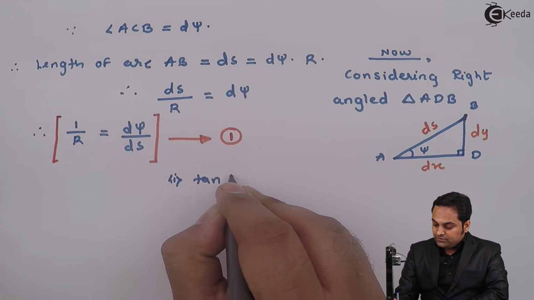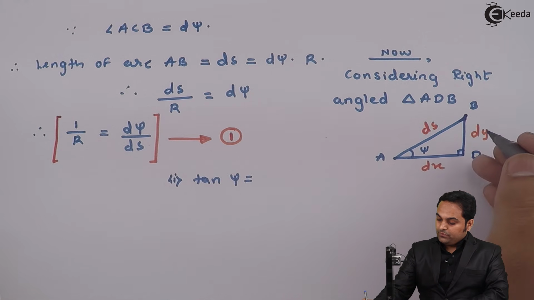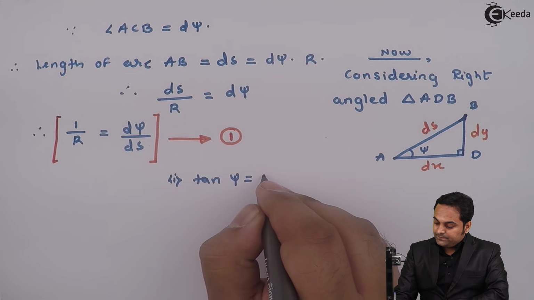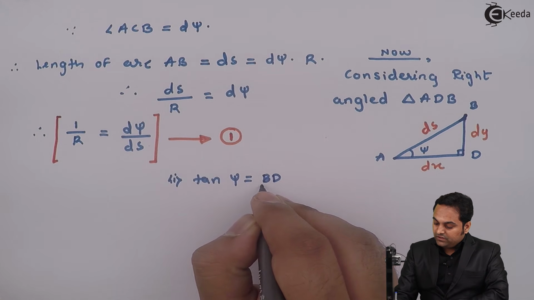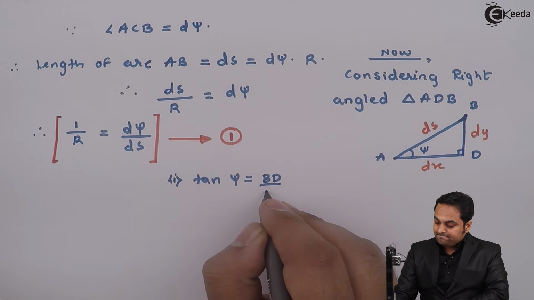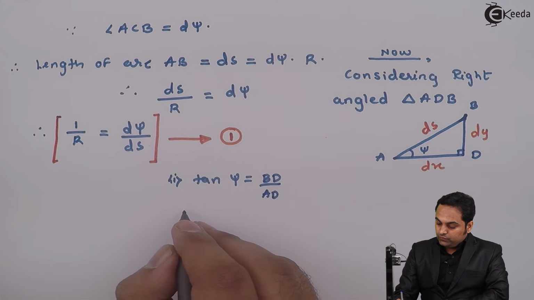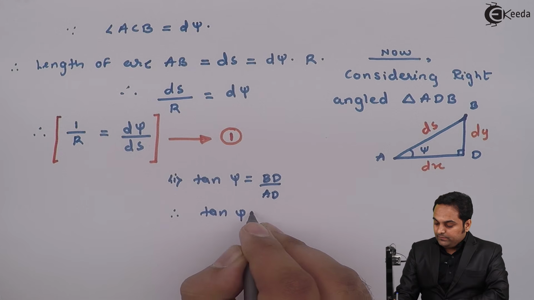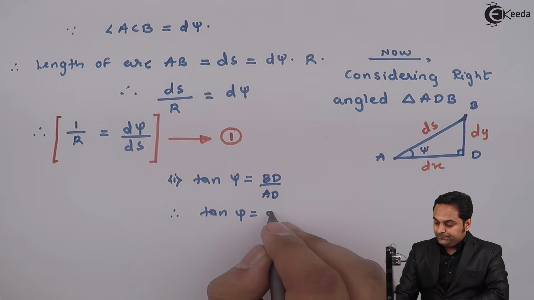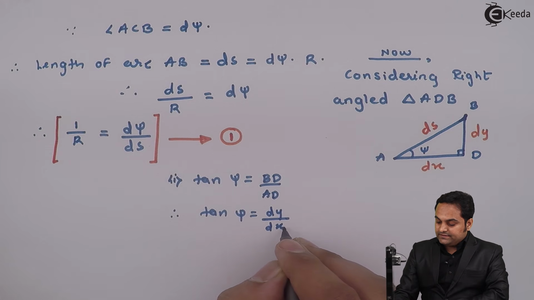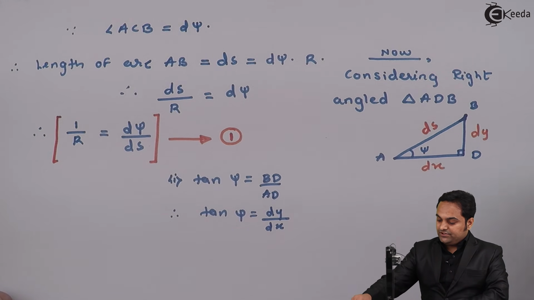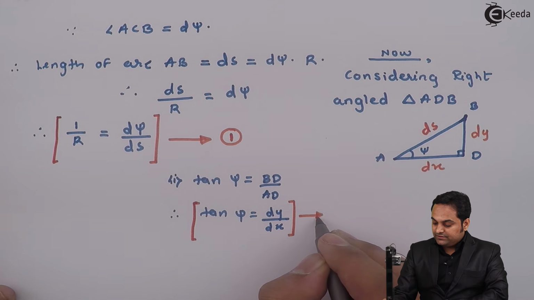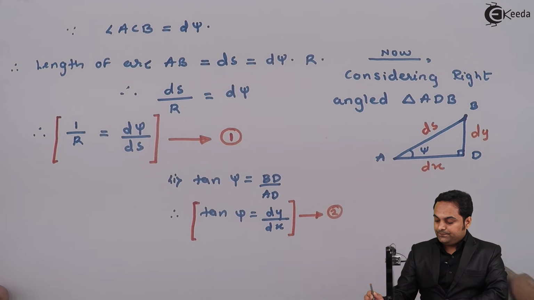tan psi will be equal to opposite by adjacent, that is BD upon AD. So therefore if I put the values, tan psi will be equal to BD is dy and AD is dx. So I am getting the first relation here, keeping this as equation second.